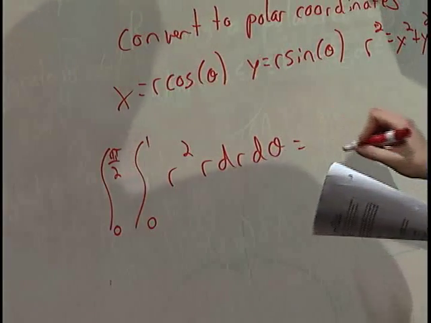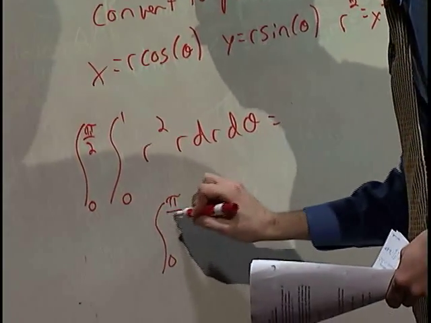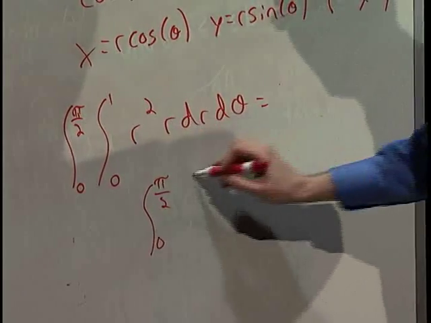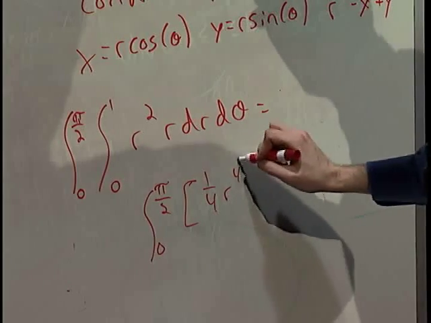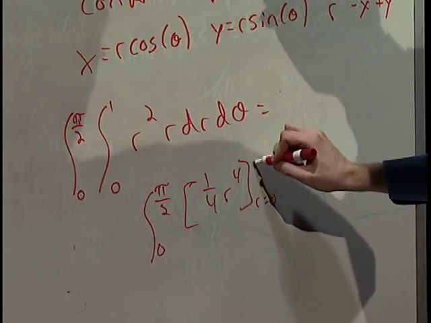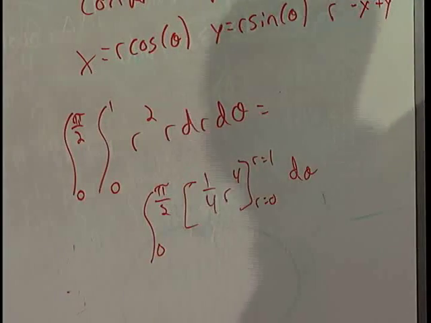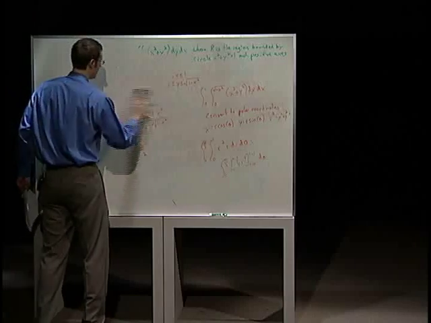So if I go ahead and do that, I get the integral from 0 to pi over 2 of the integral of r cubed dr. So that's 1/4 r to the 4th, r equals 0 to r equals 1, d theta. All right, and actually I'm out of room here. Let me come up here and continue this.